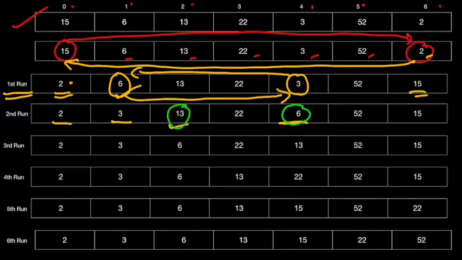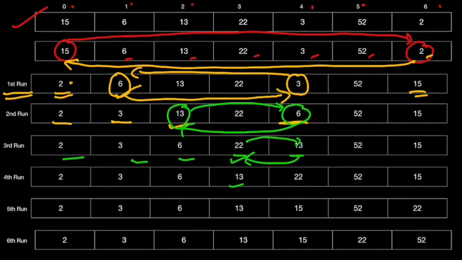Now 6 will change its position with 13, so 6 will come here and 13 will go there. So it will look like 2, 3, 6, 22, and then 13, and then the rest of the elements. This way we will go faster now. Let's start with the 22. In the rest of the array, 13 is the smallest, so 22 and 13 will change their position. So 13 will come here, 22 will go there, and the rest of the array will remain the same.